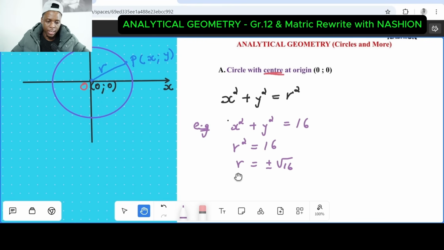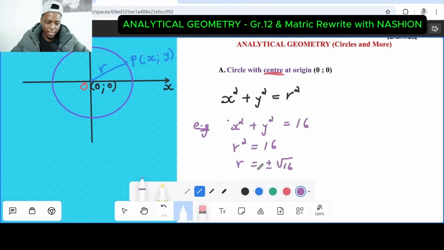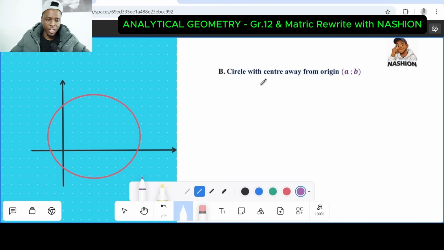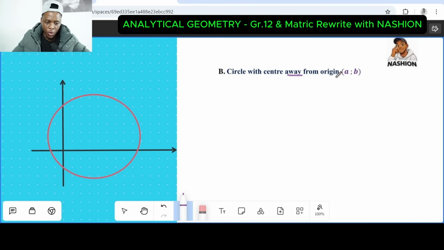But radius is actually the length from the center to the circumference of the circle. And since it's a length, we don't take the negative answer. We're just going to say r is the square root of 16, which is 4 units.